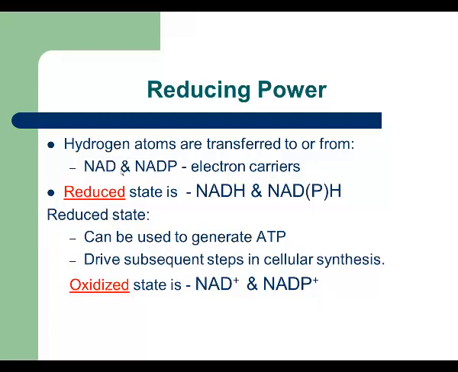Reduced state looks like this: NADH, NADPH. You see hydrogen atoms are attached to electron carriers in the reduced state. And oxidized state looks like this: NAD plus, NADP plus. As you see, the electron carrier in the oxidized state loses hydrogen atoms.